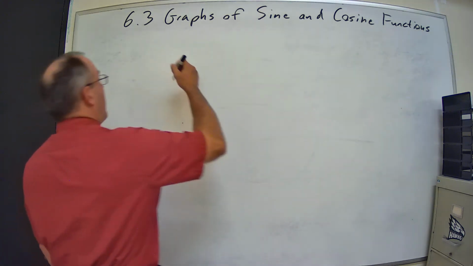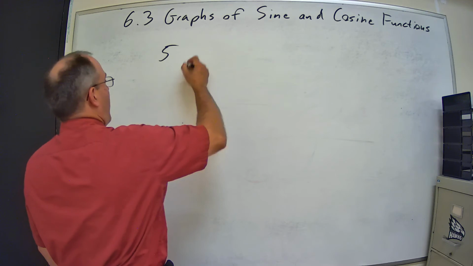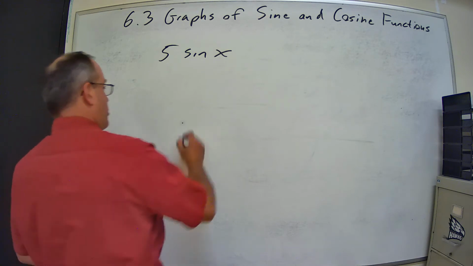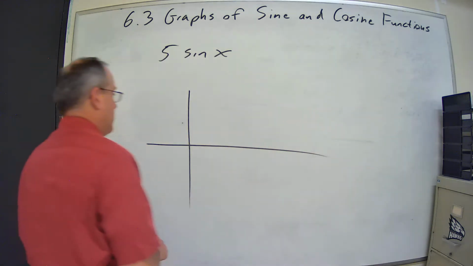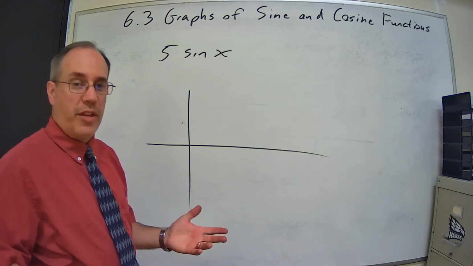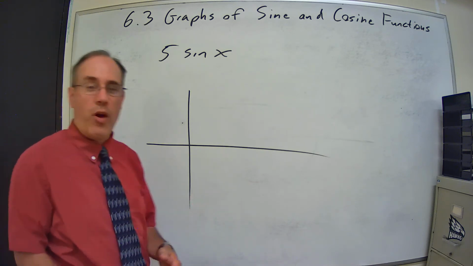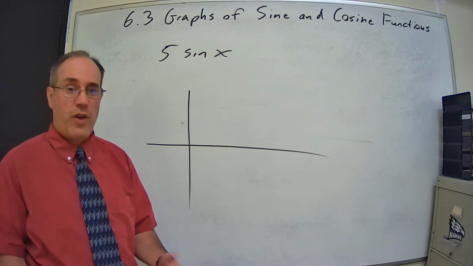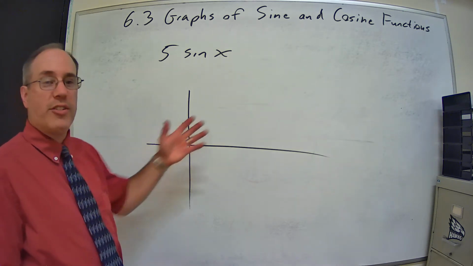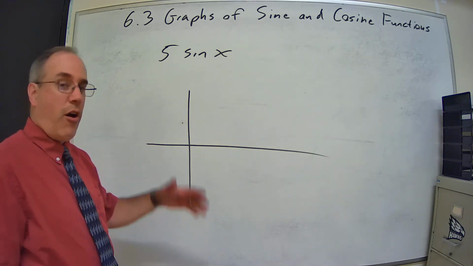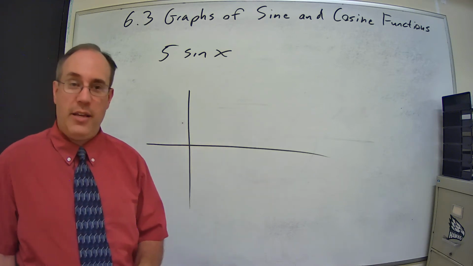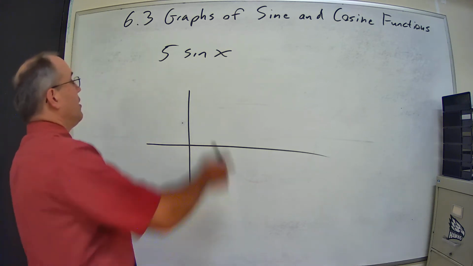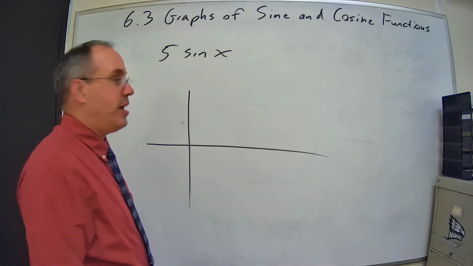So let's say we have 5 sine of x. Well, if we have 5 sine of x, and we want to graph one period of this, I'm just going to make that statement. Sometimes I may require you to graph one period, sometimes 2 periods. Please read the instructions to see how much you're supposed to graph. Or you may be told to graph over a certain interval from negative pi to positive pi. So please just be aware of what you are supposed to be graphing. So we're going to do one period of this.